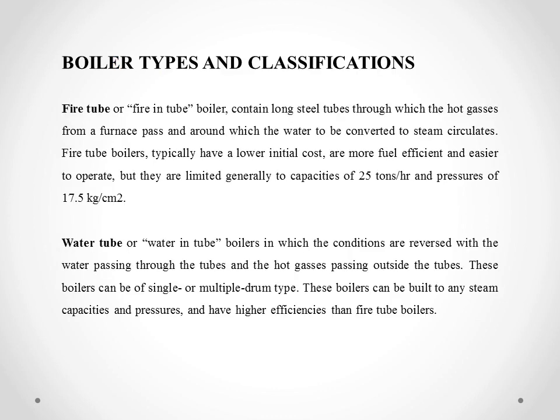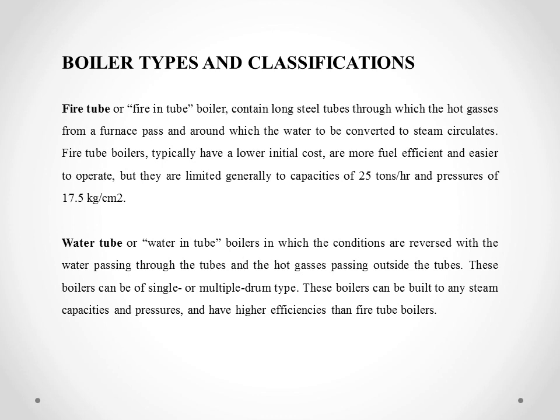Boiler types and classification. Fire tube or fire in tube boilers contain long steel tubes through which hot gases from a furnace pass and around which water to be converted to steam circulates. They have lower initial cost, more fuel efficiency, and much easier to operate, but they are limited generally to capacities of 25 tons per hour and pressure of 17.5 kg per centimeter square.